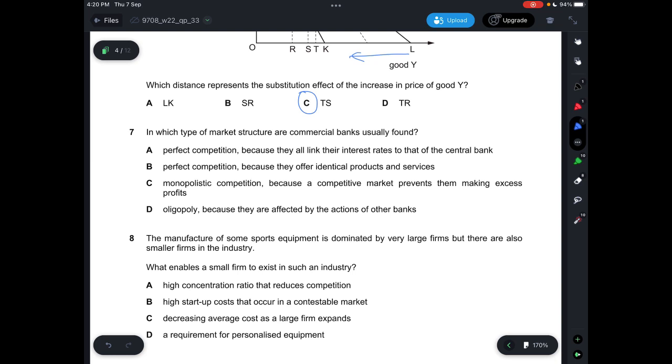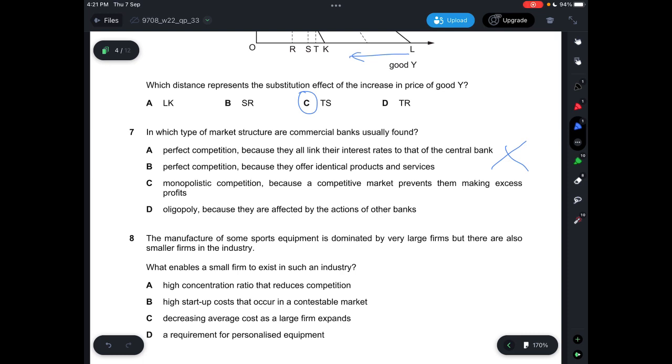Because for A, B, and C, it says perfect competition and monopolistic competition. The problem here is that perfect competition is when you offer the same product, and when you offer the same product, you are not competing with each other because of product differentiation. In this case, people can choose whatever banks they want, which is definitely not the case for commercial banks. So A and B are wrong.